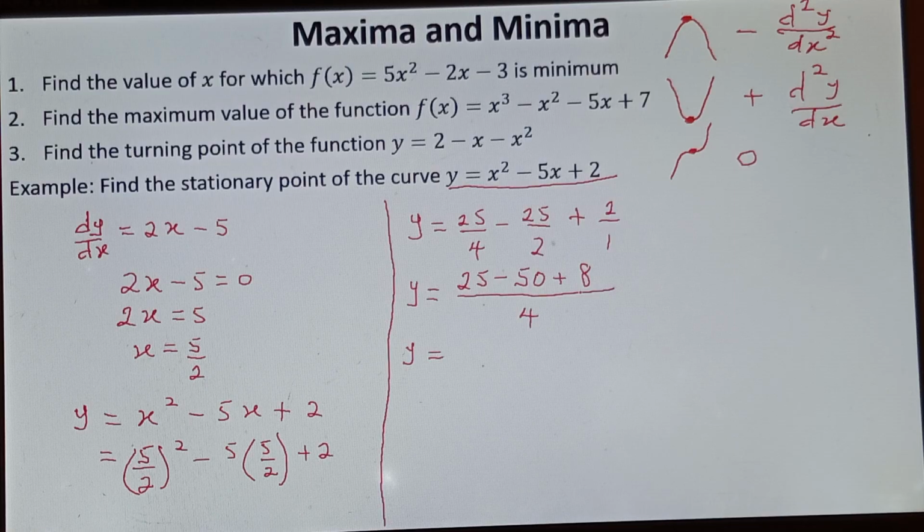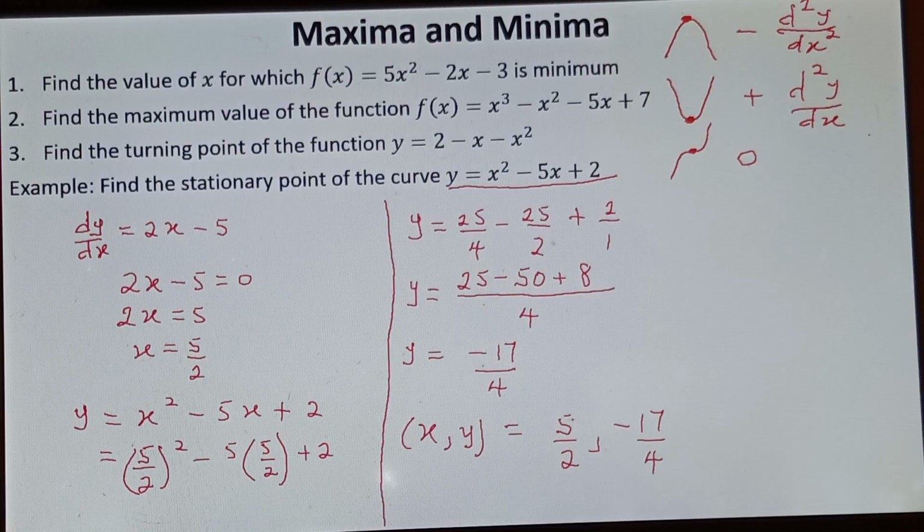So 25 minus 50 is minus 25. And minus 25 plus 8 will give us minus 17. Am I right? Let me do it the other way. 25 plus 8 will give me 33. 33 minus 50. Yeah, I was right. Minus 17. So what I have is minus 17 divided by 4. And so our stationary point is x comma y. So x comma y is x is 5 over 2 and y is minus 17 over 4.